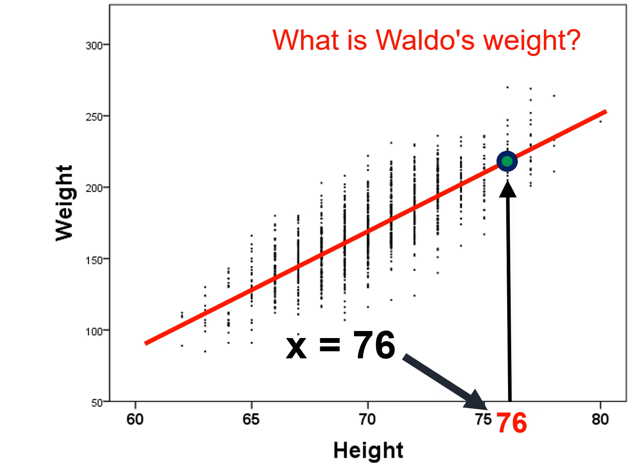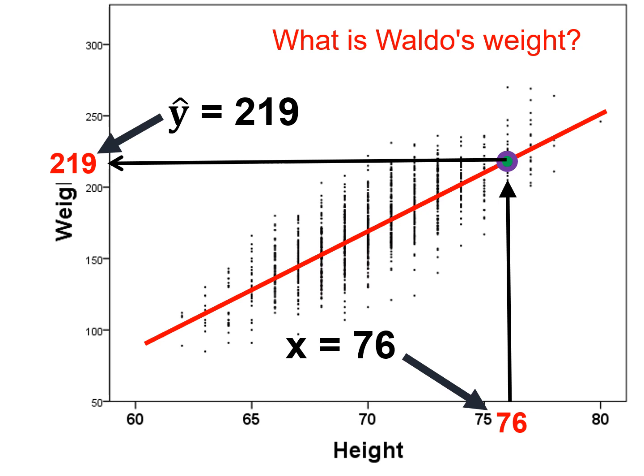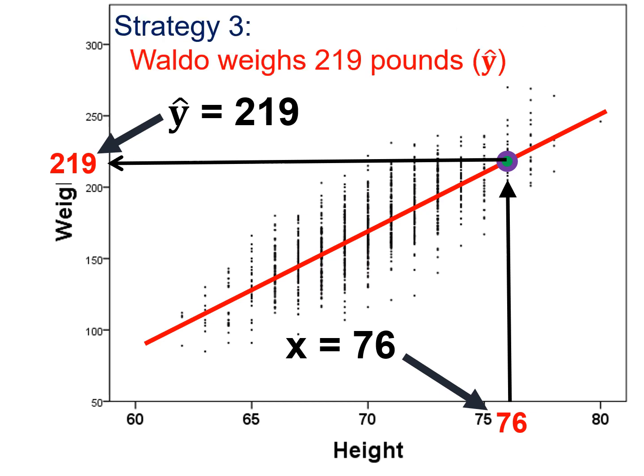We now identify the point on the regression line that's directly above 76. This is the prediction point. Its x-coordinate is 76. Now we find the y-coordinate of the prediction point. The y-coordinate is 219. So we say y predicted is 219. The little hat over the y tells us it's a prediction, or an estimate. This is our estimate for Waldo's weight. We estimate he weighs about 219 pounds.